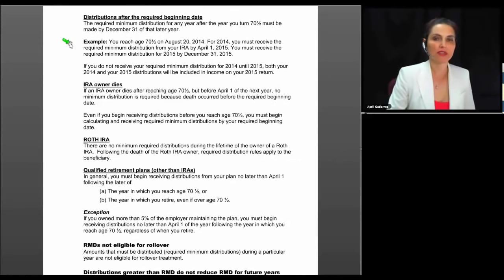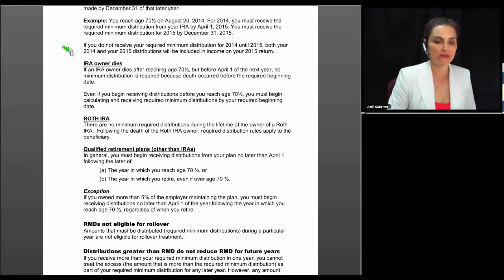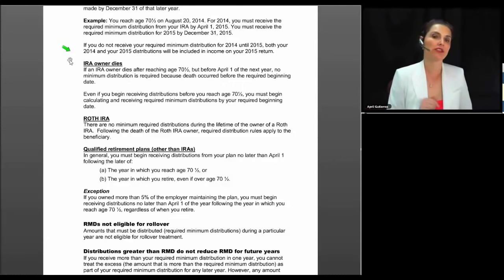For example, you reach age 70 and a half on August 20, 2014. For 2014, you must receive the required minimum distribution for your IRA by April 1st, 2015, and you must receive the required minimum distribution for 2015 by December 31 of 2015. If you do not receive your required minimum distribution for 2014 until 2015, both your 2014 and 2015 distributions will be included in income on your 2015 tax return.